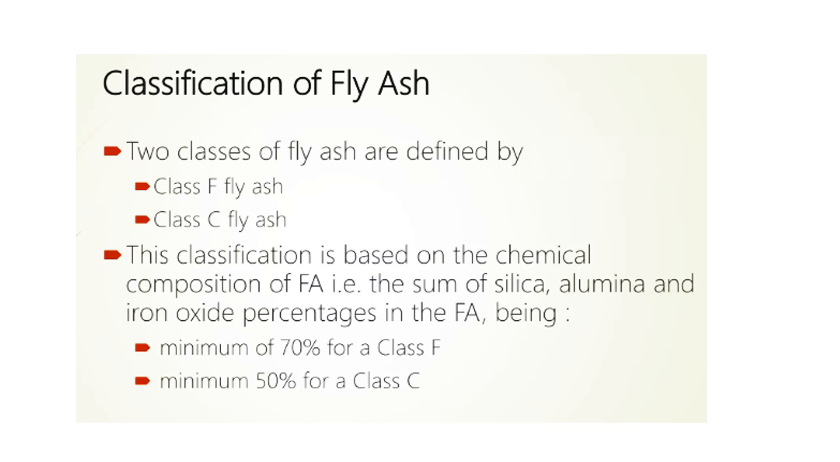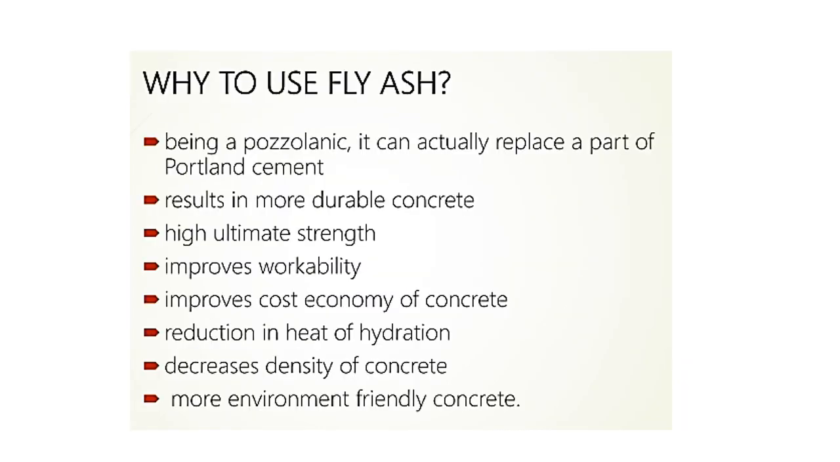There are two classifications, class F fly ash and class C fly ash. The classification is based on the chemical composition of fly ash, that is the sum of silica, alumina, and iron oxide percentage. Minimum of 70 percentage for class F and minimum of 50 percentage for class C.